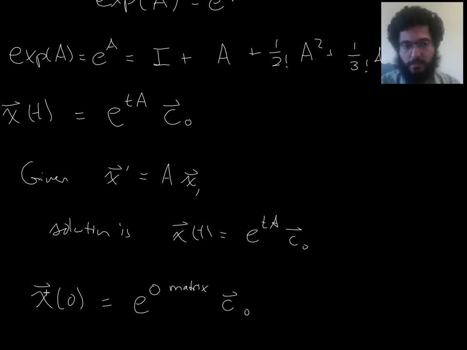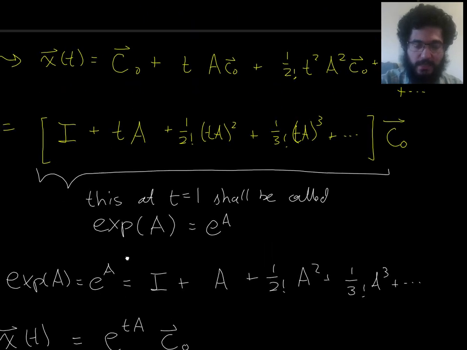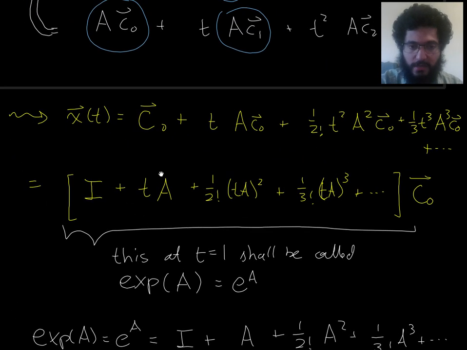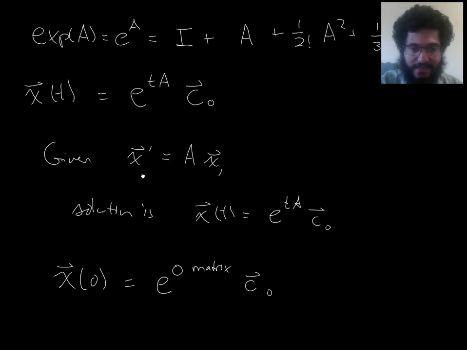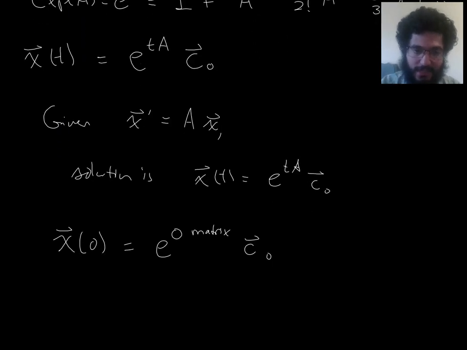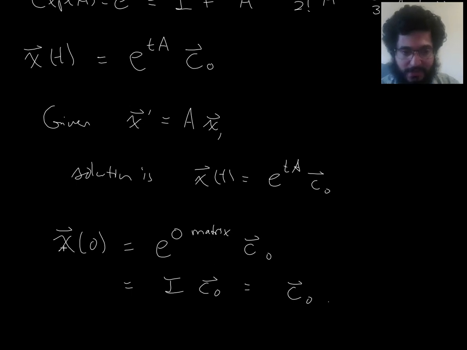What's e to the 0 matrix? Let's think about that. If I put in the 0 matrix for A, then all of these terms here vanish except for this first one, which is the identity. So e to the 0 matrix is actually the identity matrix. So we get the identity matrix applied to C0, and that's just C0. So the initial condition is x of 0 equals C0.